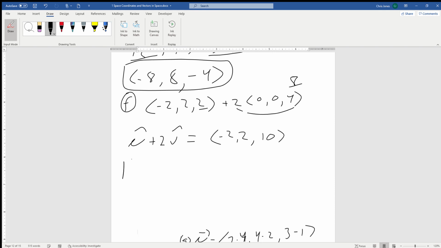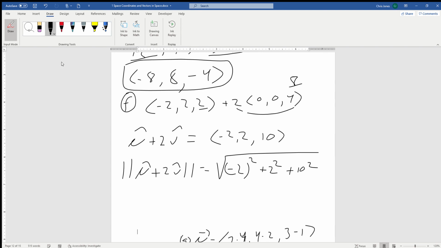If we want to find the magnitude of u plus 2v, that's going to be equal to the square root of negative 2 squared plus 2 squared plus 10 squared, which is going to be equal to root 108. 108, I believe, is 36 times 3. Yeah, that's 108. So this could be written as 6 roots of 3 if we really chose to.